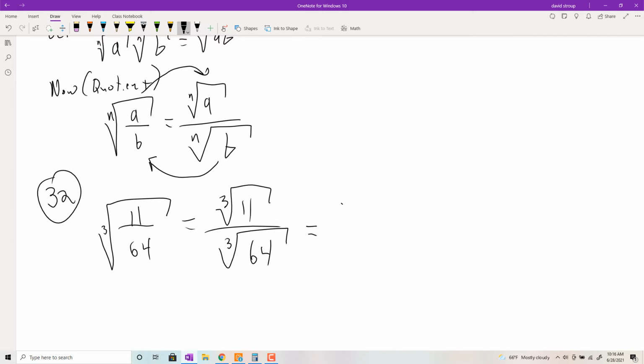Nothing you could do with the cube root of 11, right? But for the 64 in the denominator, the cube root of 64 is just 4. So we could at least simplify that part. But then you're kind of stuck, right?